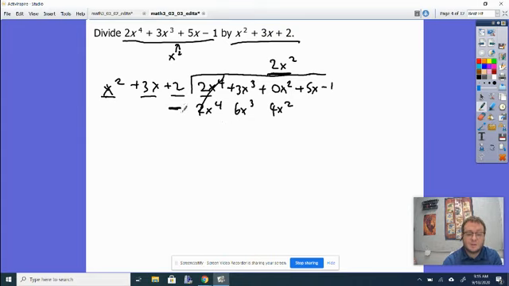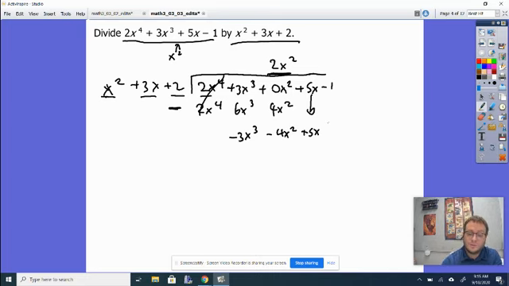3x cubed minus 6x cubed, I get negative 3x cubed. 0 minus 4, negative 4x squared. Bring down the next term. Okay, I'm starting to see what we're doing. We're going to bring down the next term, bring down the next term, bring down the next term until we get to the last one. The nice thing here is we don't need to go into decimals. That's the one different thing, we don't have to worry about decimals.